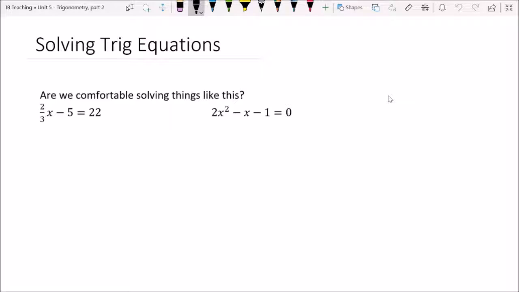In order to understand trig equations, let's start with some more basic equations like we've maybe seen in our previous math classes. Let's start with this one on the left over here. Okay, if you had to solve this, what would you do?